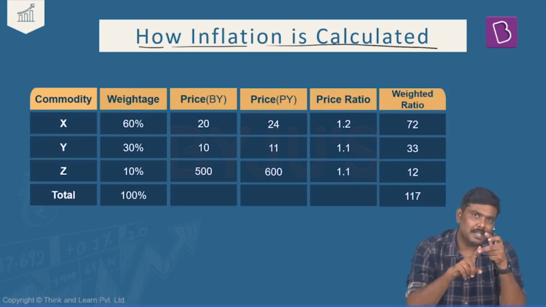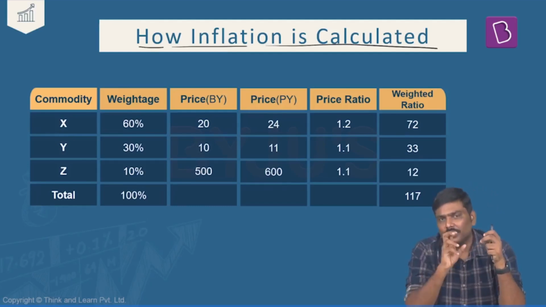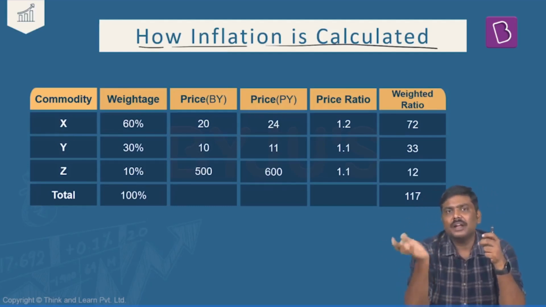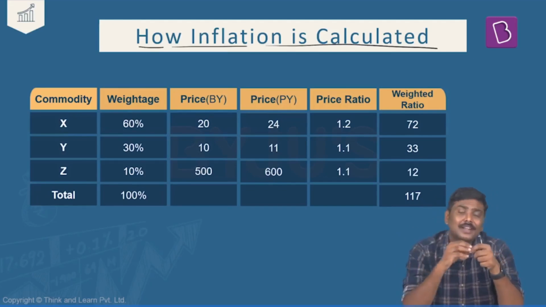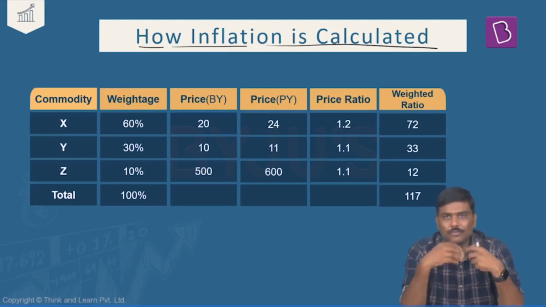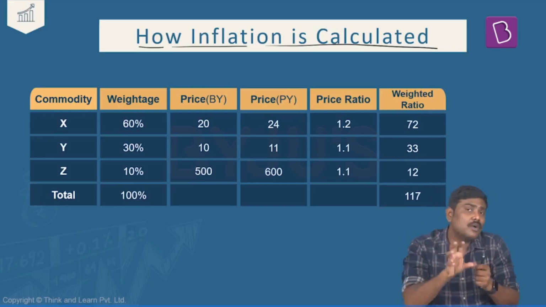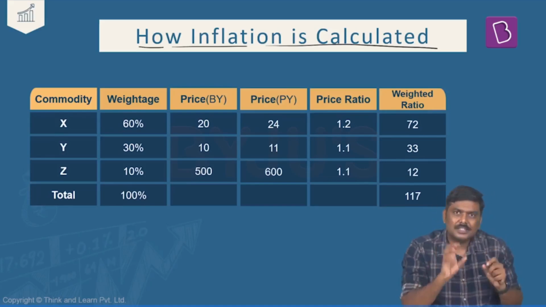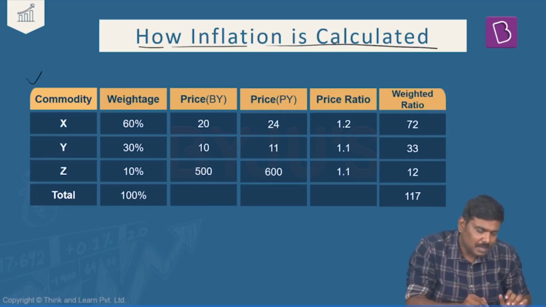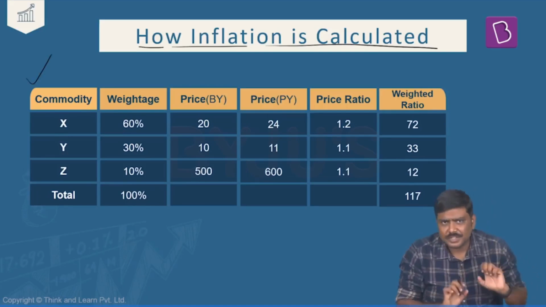So when I'm discussing CPI, I will tell you that food has got the highest weightage. And when I'm discussing WPI, I'll tell you that manufactured products have got the highest weightage. But you must be able to understand the importance of the weightages. For this, let me take a very simple example. Assuming this is how inflation is calculated.